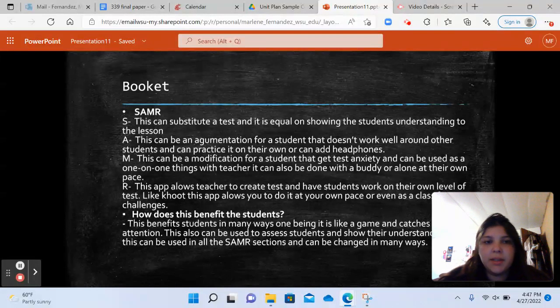So like I was saying, this is like Kahoot. So the teacher can make her own questions, and then she can go back and see who's getting the most answers correct and who's doing the work.